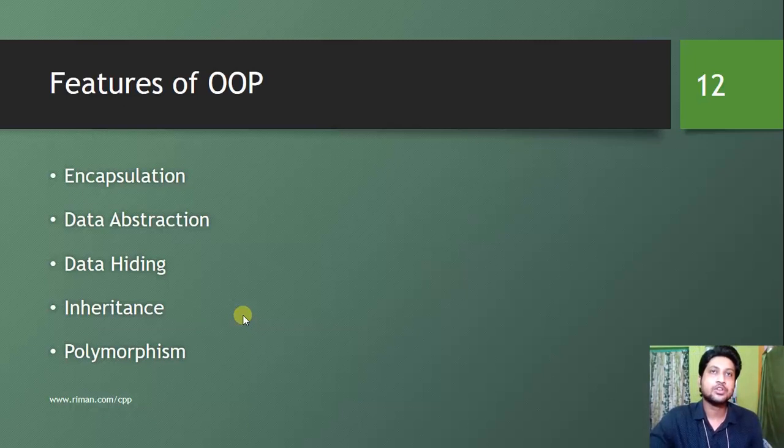Inheritance is a process of reusing some of the properties from different classes. So inheritance basically provides the ability to reuse something that has already been implemented before in a new system.